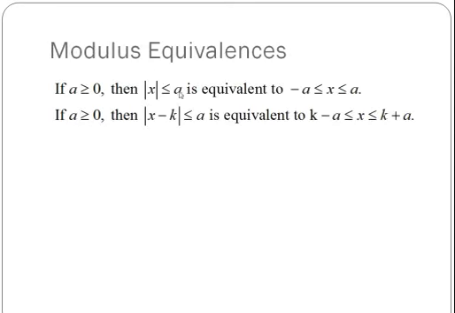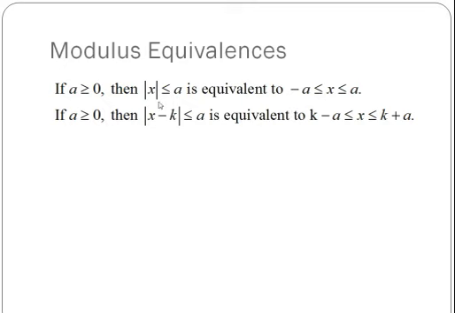So if A, this is A, oops. So if A is greater than 0, keeping in mind this is A, then the absolute value of x is less than or equal to A. That's equivalent to saying x is greater than or equal to -A, but also less than or equal to A. So we're finding all the values for which this statement works, okay?